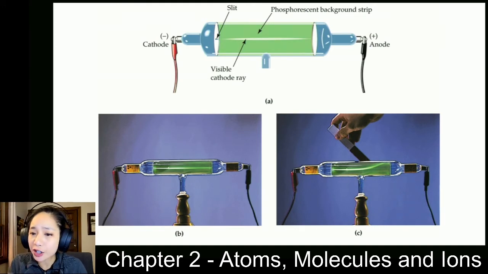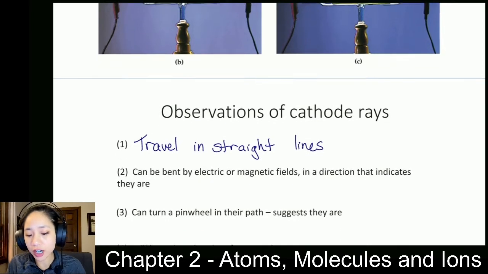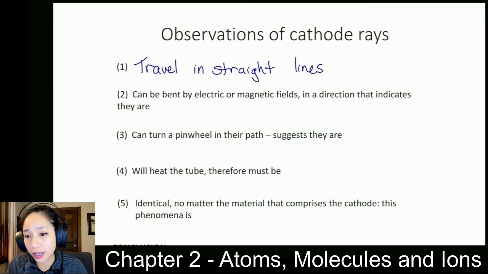And so the actual experiment was to use a magnetic field to bend the electron stream, the discharge. And it was that experimentation that led to the discovery of the electron and some of the properties that have to do with electrons. And so these are the observations of the cathode ray tube experiment.